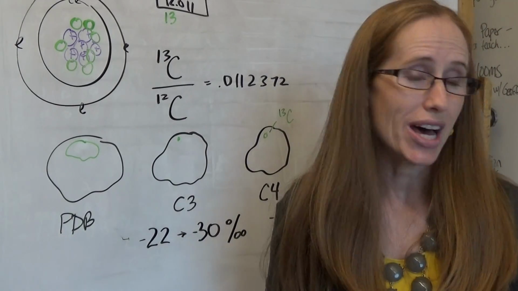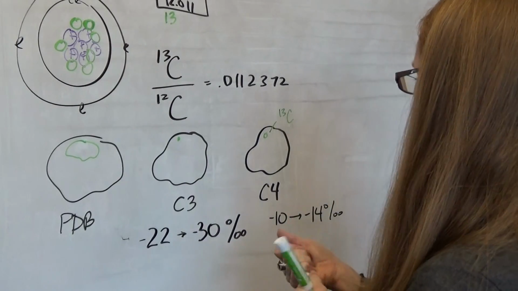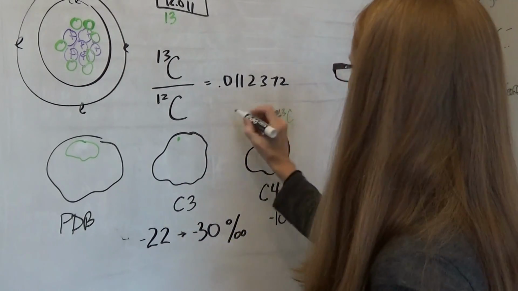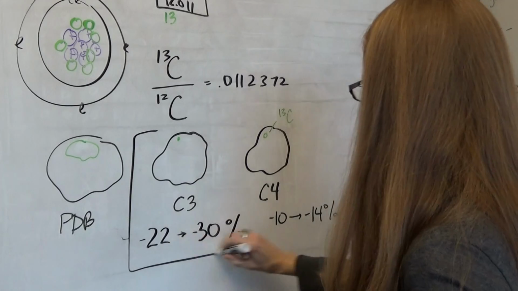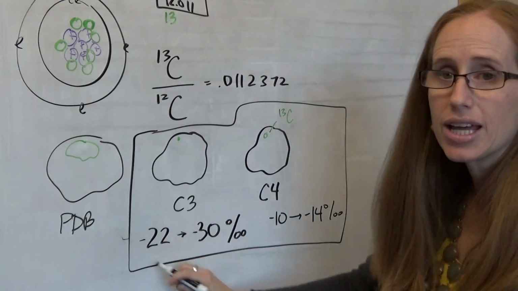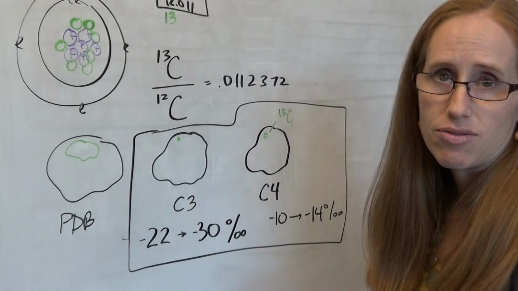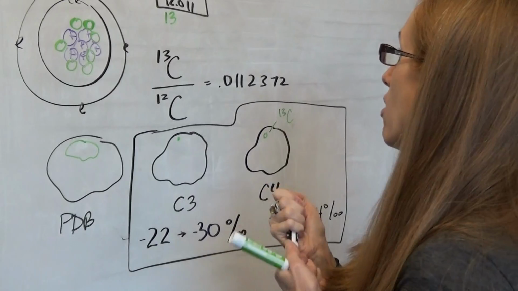Okay, so that's your carbon-13, and this is what you need to keep in mind right here: if it's a more negative number, it's a C3 plant. If it's a less negative number, it's a C4 plant. Okay. Now I'm going to do nitrogen.